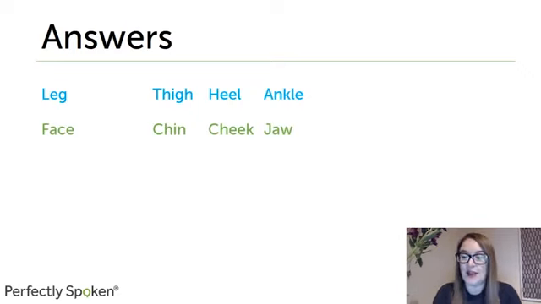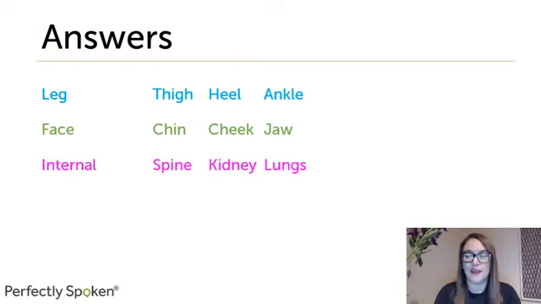Face. So we have the chin, which is this part here. You have two cheeks and jaw. Well, this is this part here, your jawline. Your jaw is this part of your face. Internal, we have spine. Well, spine is a bone. It's your backbone that runs down your back. Kidney and lungs are both internal organs. So organ is a word we use to describe internal parts of your body, such as kidney or lungs.